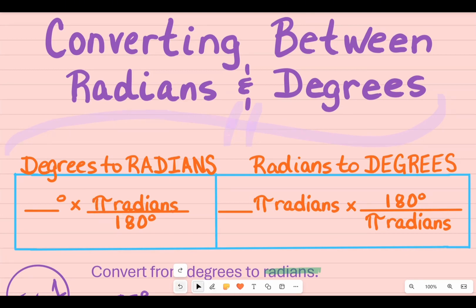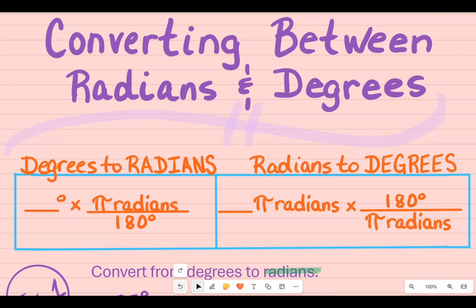I'm either going to have pi radians over 180 degrees, where my radians is in the numerator, so that means I'm given degrees and I'm trying to go from degrees to radians, or I'm going to have radians given and I'm trying to go to degrees, so I would use the formula where my degree, 180, will be in the numerator and it will be over pi radians.